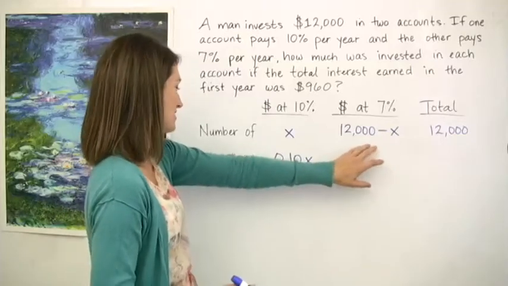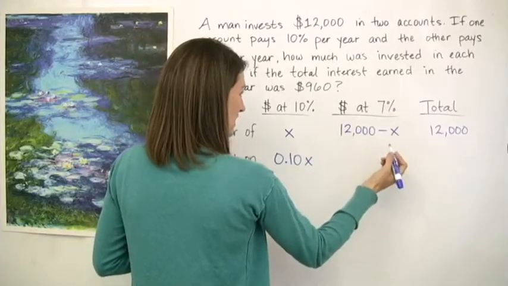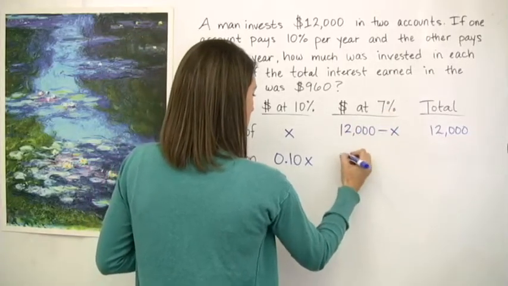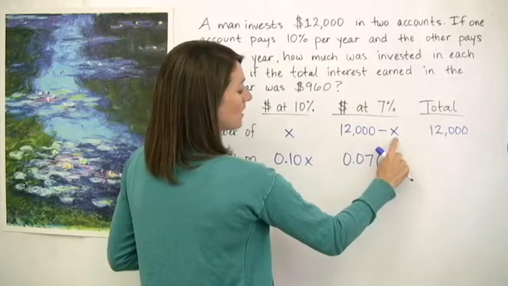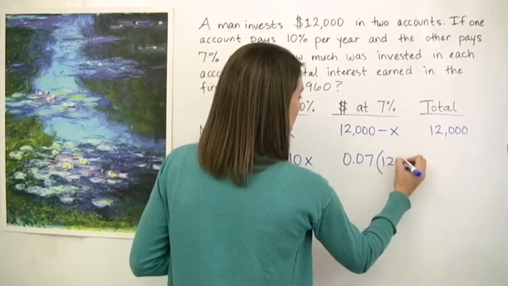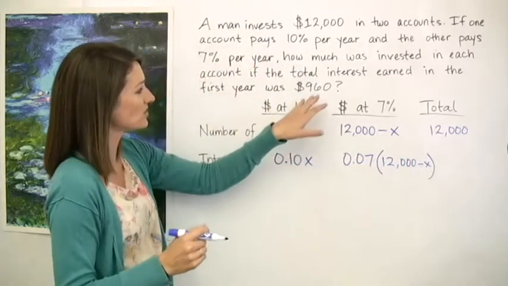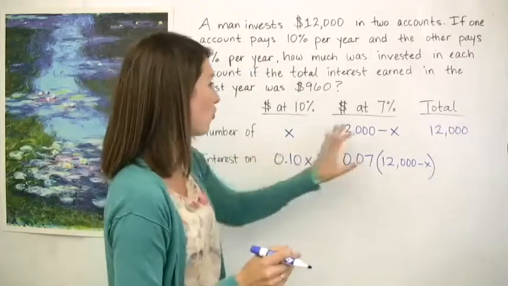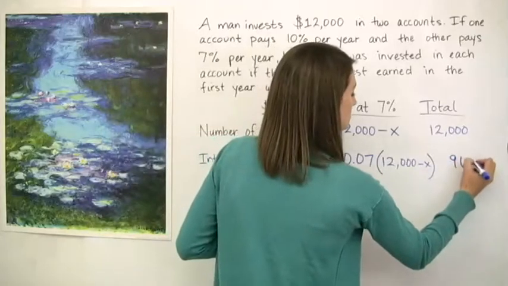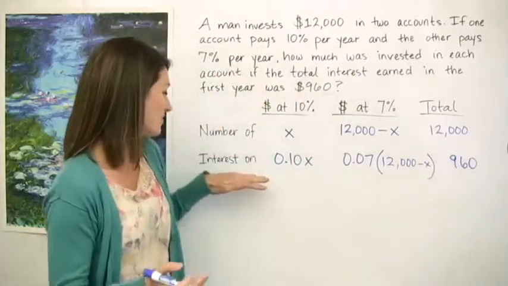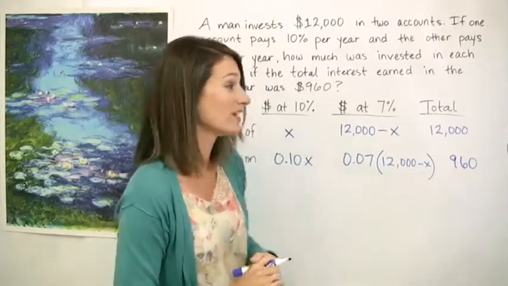Let's use that technique to write the expression for the interest paid on the second account. So 7%, we can convert that into a decimal. So we get 0.07 times the total amount in this account, which is 12,000 minus x. And then the last bit of information that the problem told us initially is that the total amount of interest earned on both accounts is $960.